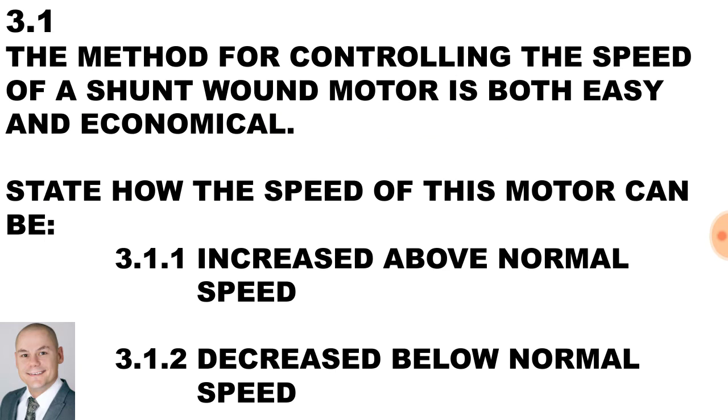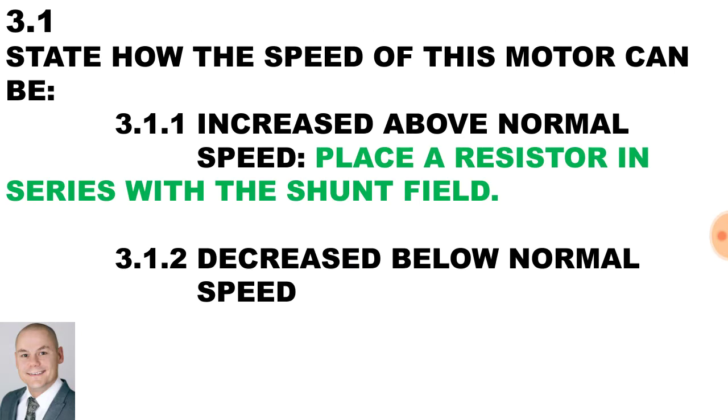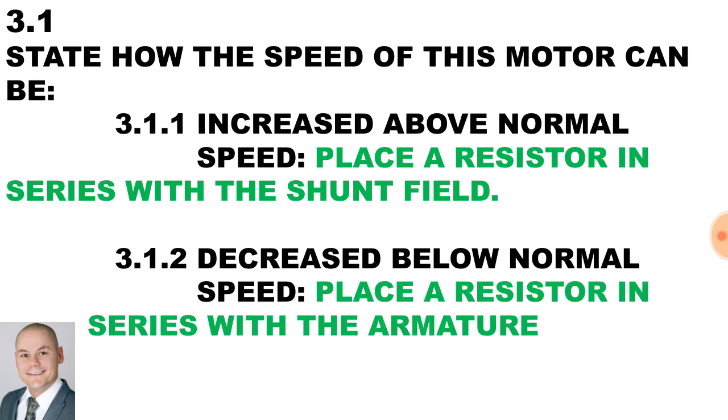Question 3.1, which is all about DC motors. The method for controlling the speed of a shunt wound motor is both easy and economical. State how the speed of this motor can be controlled in the following circumstances. Now, in order to be increased above normal speed, we will place a resistor in series with the shunt field. In order for it to be decreased below normal speed, we will place a resistor in series with the armature.